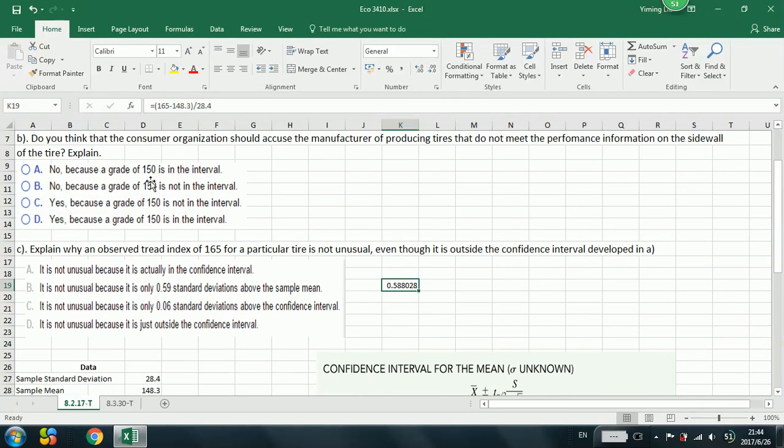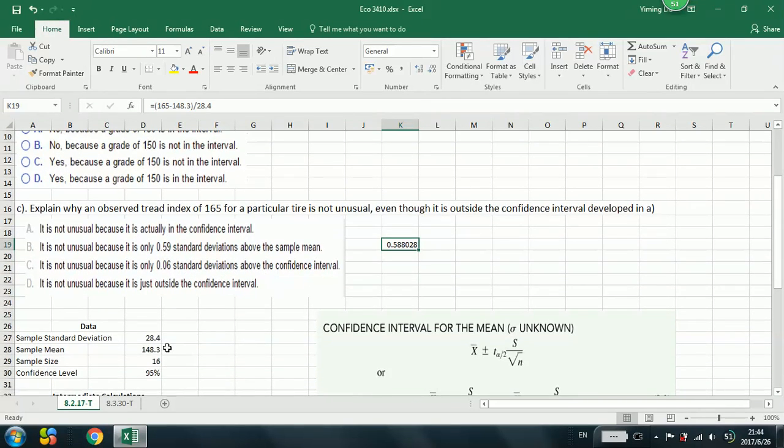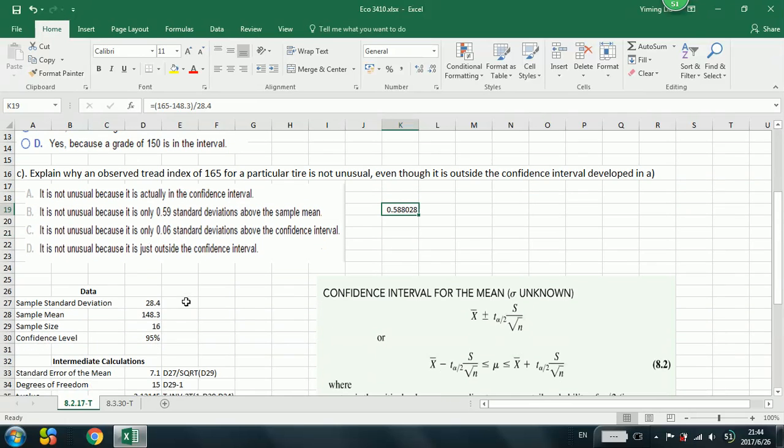We use 165 minus the sample mean, which is 148.3, divided by the sample standard deviation, which is 28.4, which gets us 0.58, which can be rounded to 0.59, and this is the correct answer. So since choice B is correct, choice C is not correct. And choice D says it is unusual because it is just outside the confidence interval.